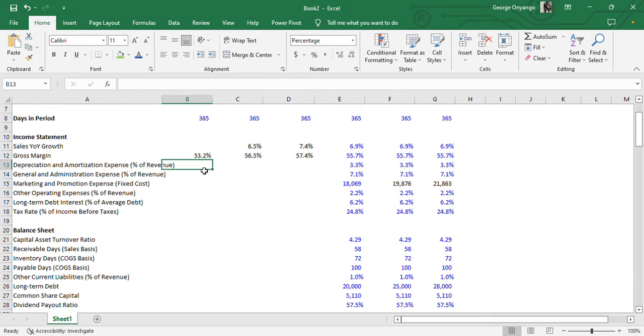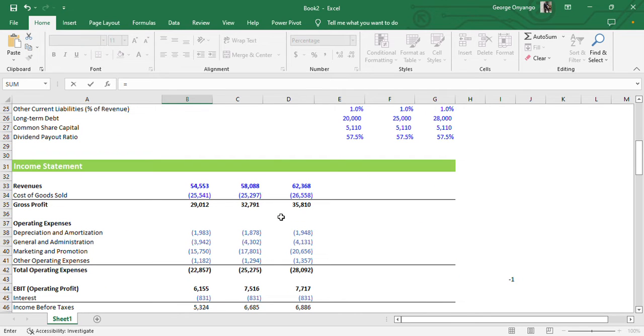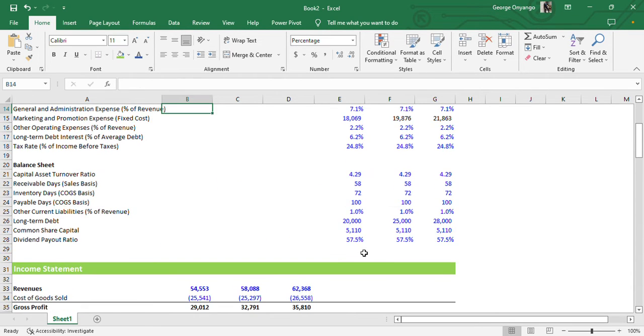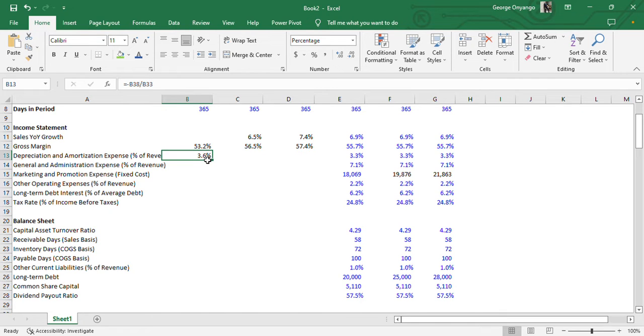Then we have the depreciation. For the year 2010, we are told that depreciation is a percentage of revenue. So we are going to have depreciation as a percentage of revenue, and we get that. When we fill that across, we can see that the company is predicting that in the next 3 years their depreciation will be 3.3.